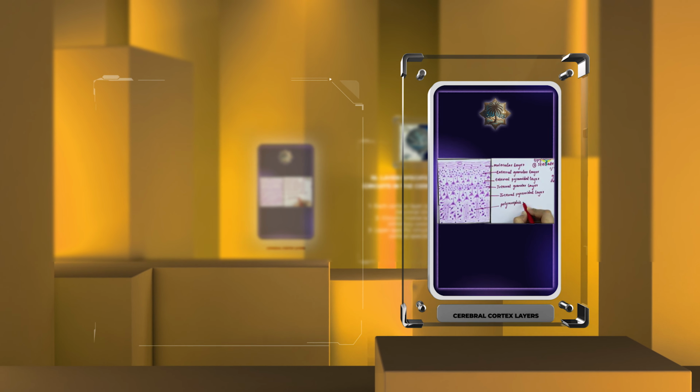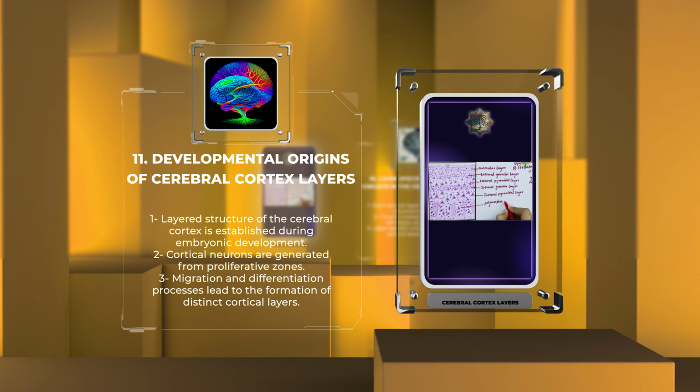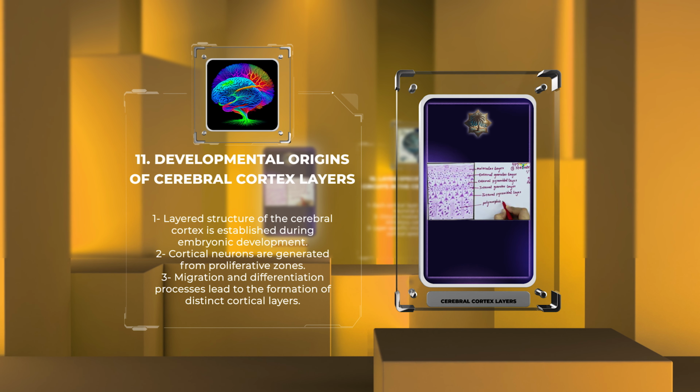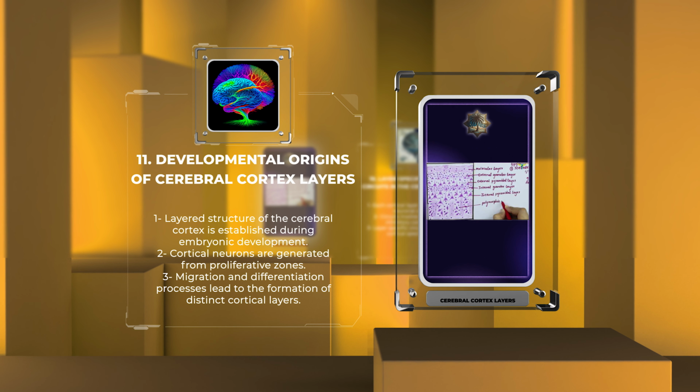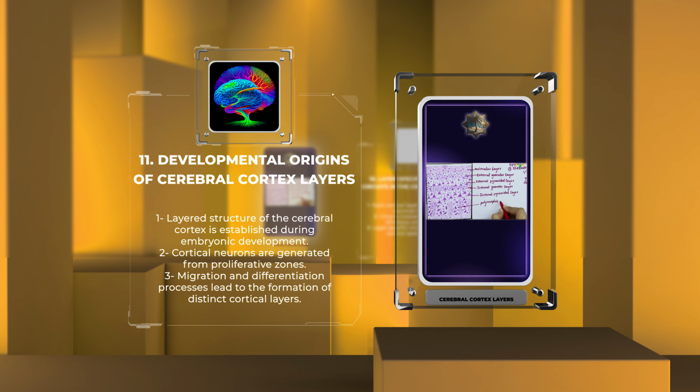The layered structure of the cerebral cortex is established during embryonic development. Cortical neurons are generated from proliferative zones within the ventricular and subventricular zones. Sequential migration and layer-specific differentiation processes lead to the formation of distinct cortical layers. Genetic and environmental factors play critical roles in orchestrating this complex developmental process, resulting in the remarkable cellular diversity and laminar organization observed in the mature cortex.